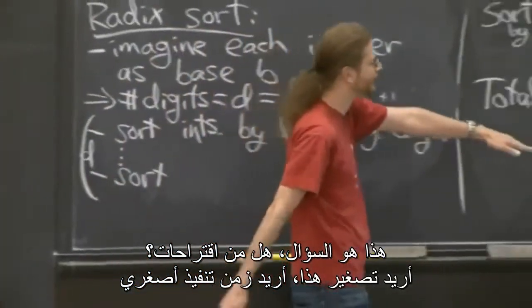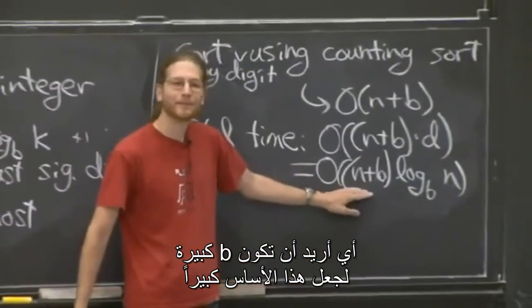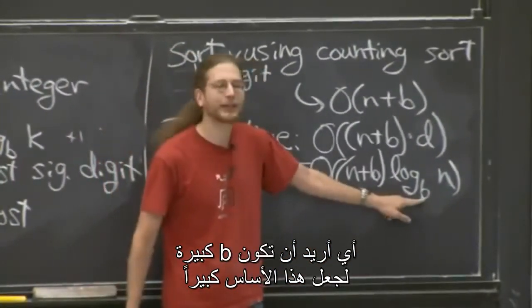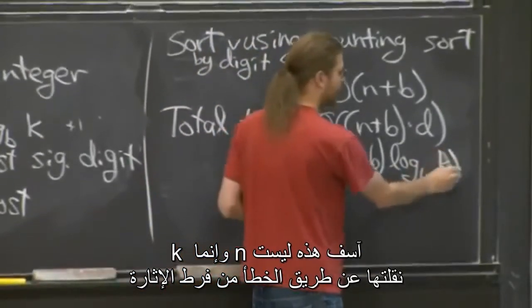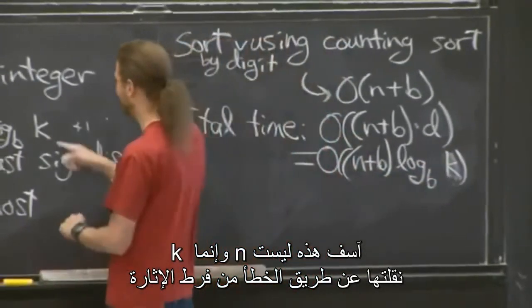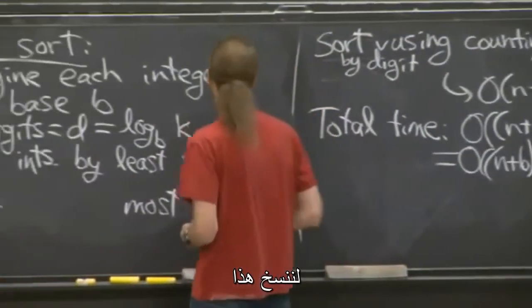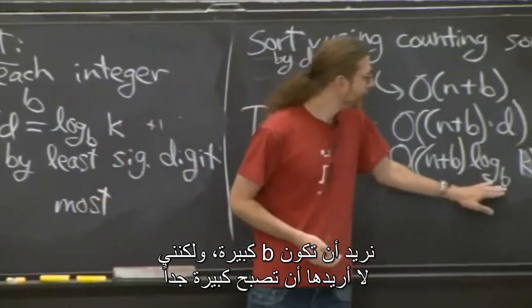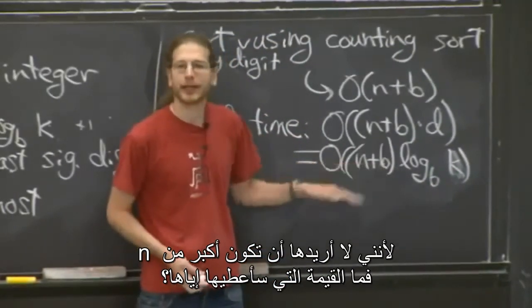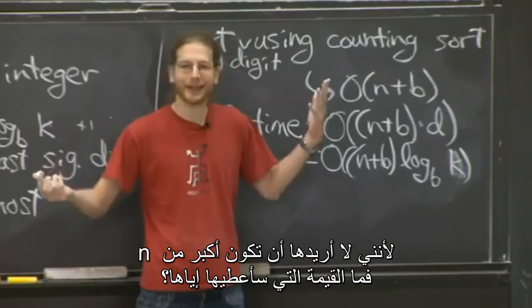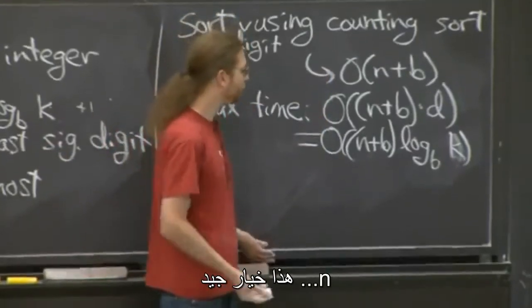I want to minimize this, right? I want minimum running time. So I'd like b to be kind of large to make this base large. Sorry, this is not n. This is k. I copied that wrong out of excitement. Just copying this over. Okay, I'd like b to be large, but I don't want it to be bigger than n. So what should I set b to be? n. Good choice. It's a good trick.